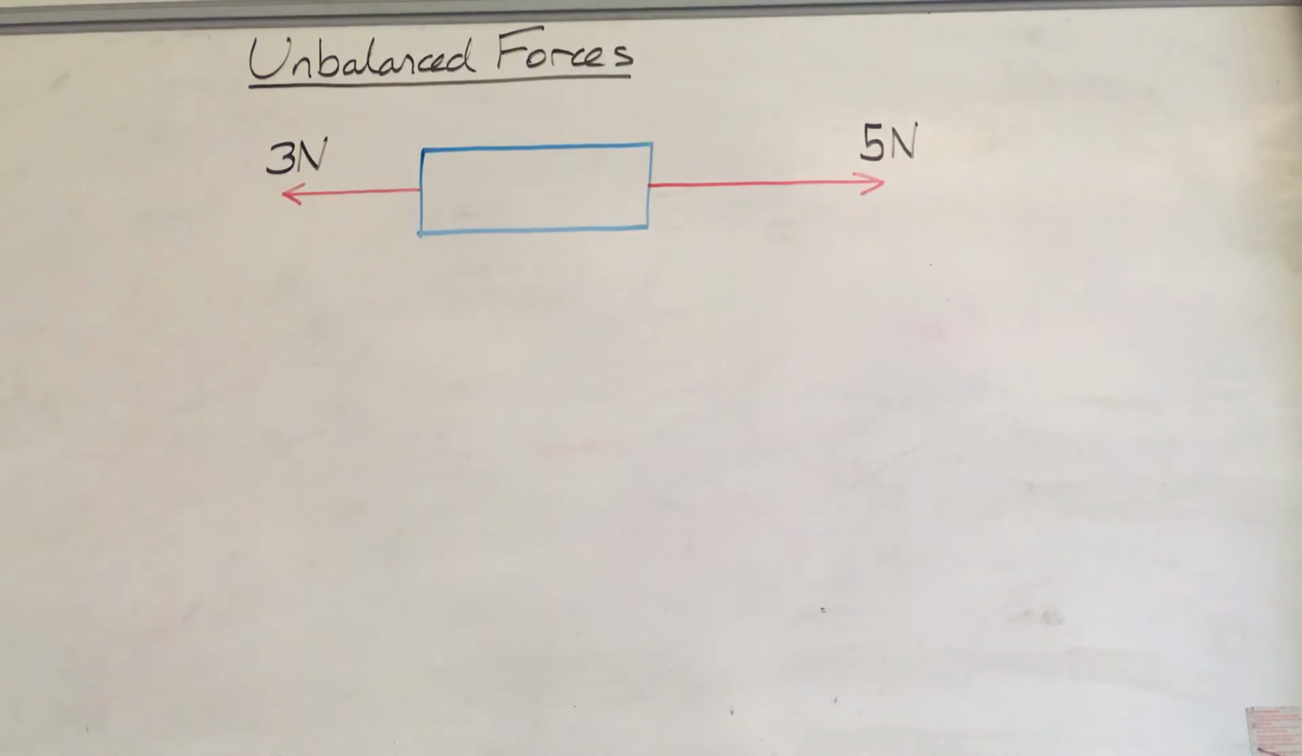Now if these two forces acted on an object that was stationary, then it would start to move. And it would start to move to the right, in the direction of the bigger force. If it was already moving, then it would cause its speed to increase. It would start to accelerate.